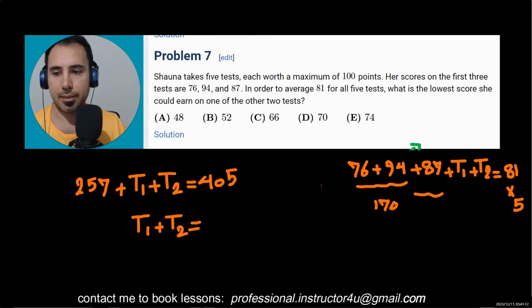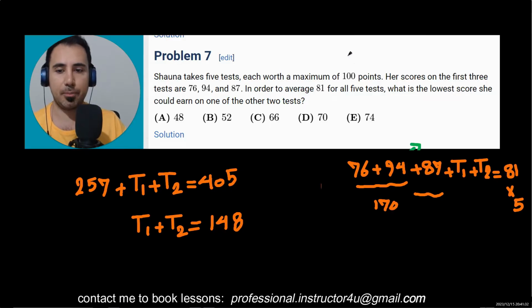It's going to be 148, is it? Let's check. Yes, that's very good. So it is great. T1 plus T2 is 148.